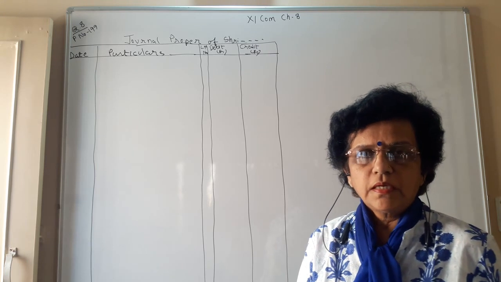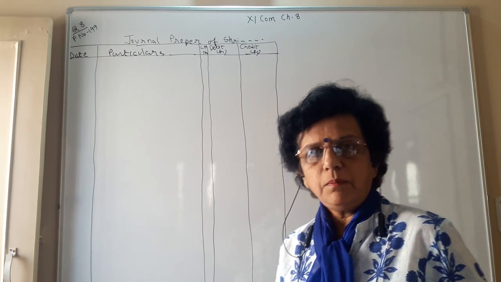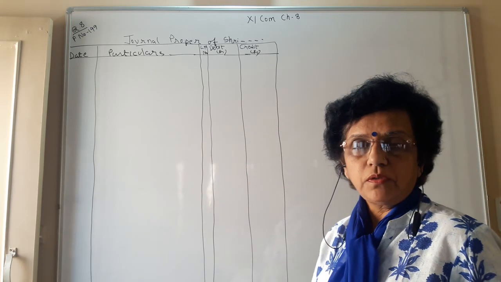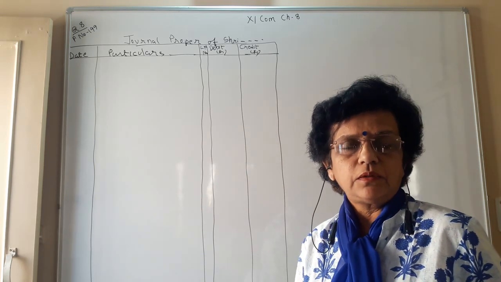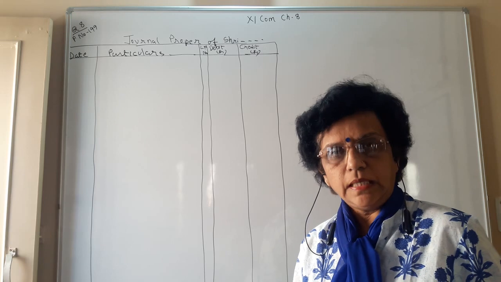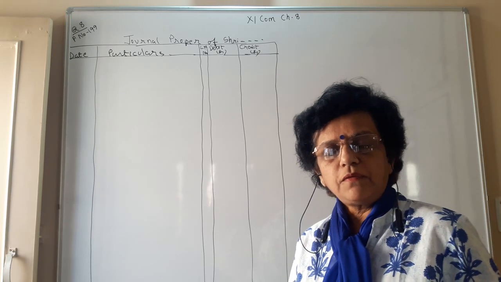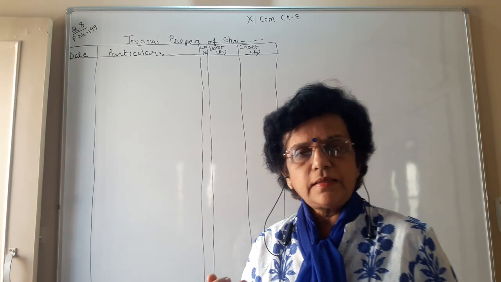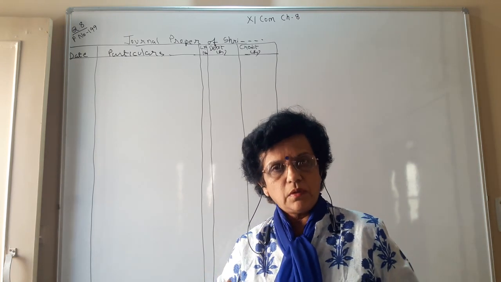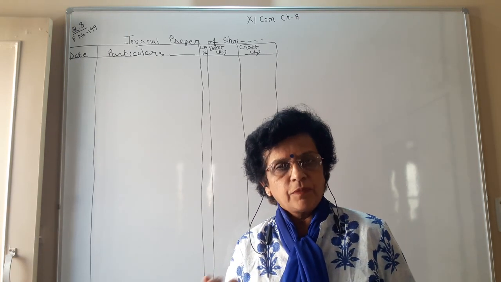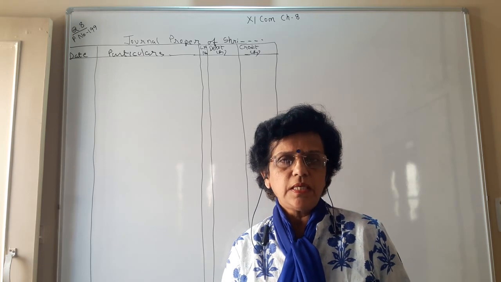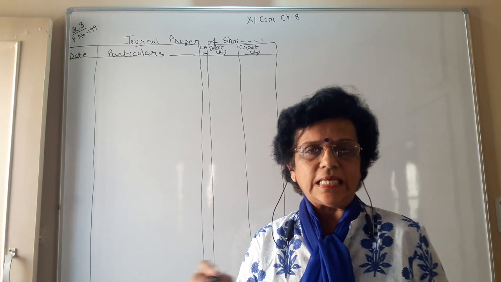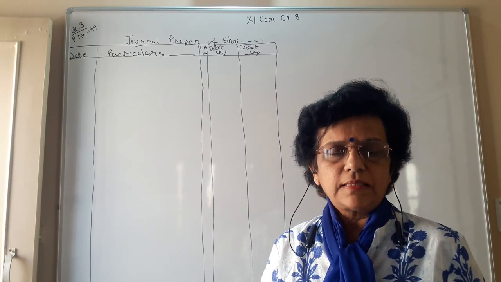Good morning, students. Today in our journal proper chapter, question number 8, we are going to see the journal entries related to rectification of errors. So what is rectification of errors? We have already learned that while writing books of account, a few mistakes are made. Those mistakes cannot be nullified in accountancy just by erasing or cancellation.